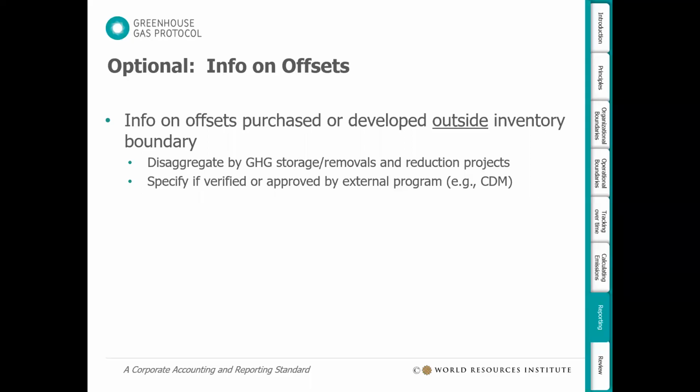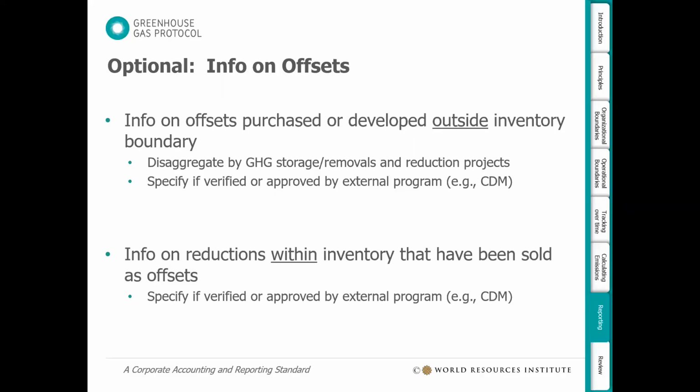Finally, if companies have sold reductions that took place within their boundaries, they should specify if those reductions have been verified or approved by an external program again. One additional point here is that it's important that any reductions that have taken place within the inventory boundaries and that have been sold are not double counted within the inventory. What that means in practice is that the reductions will have to be excluded from the inventory. In effect, that means adding on those reductions to the inventory.